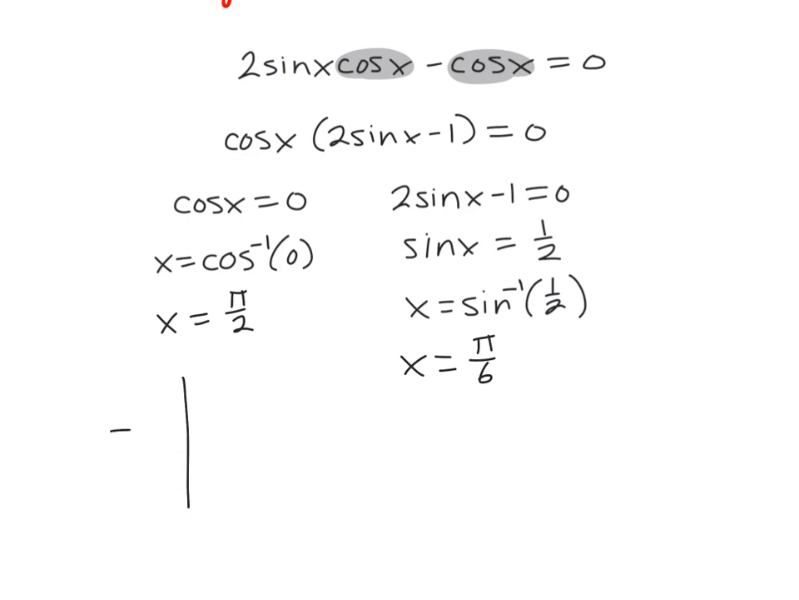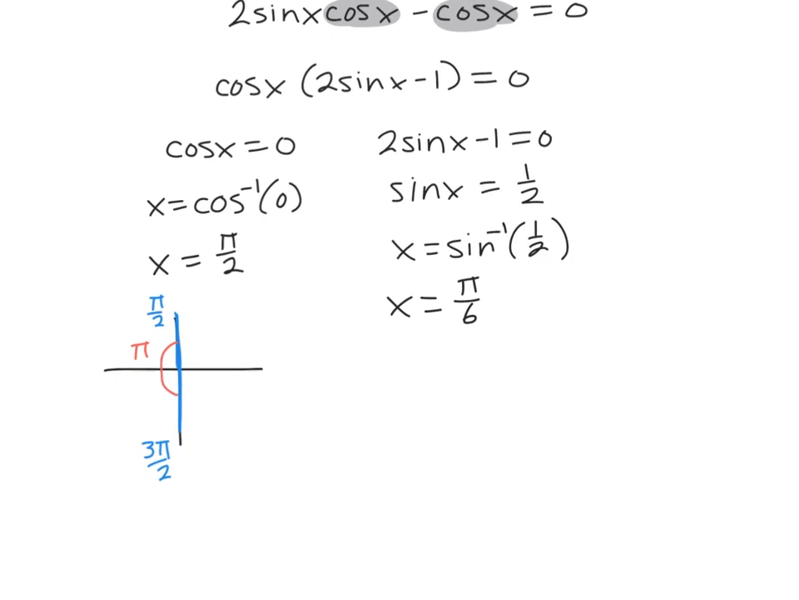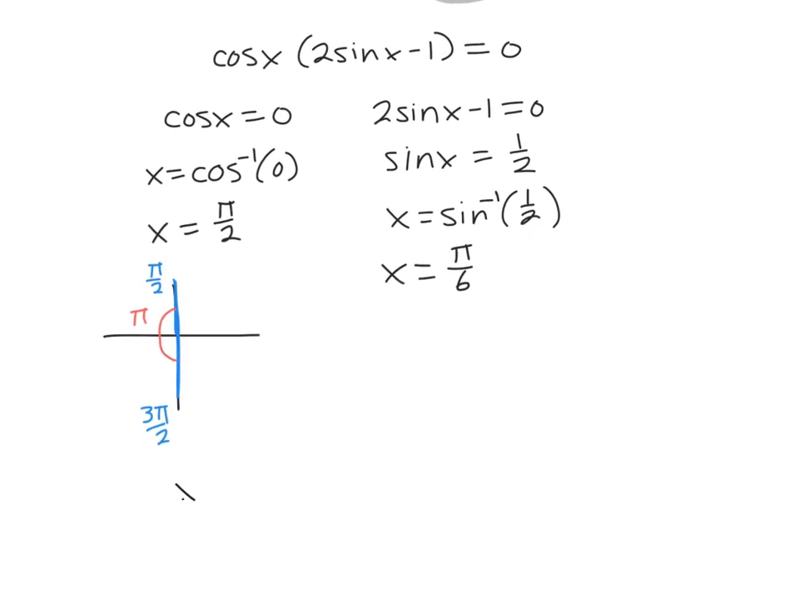Now let's see where these angles are falling and what other answers might work. Again, our inverse functions can only tell us one answer because of their restricted range, but we know there are actually other answers that could work. So here's pi over 2. Another angle that could work is 3 pi over 2, because the cosine of 3 pi over 2 is also 0. You'll notice that these are exactly pi units apart, so we can write this answer as x equals pi over 2 plus pi times n.